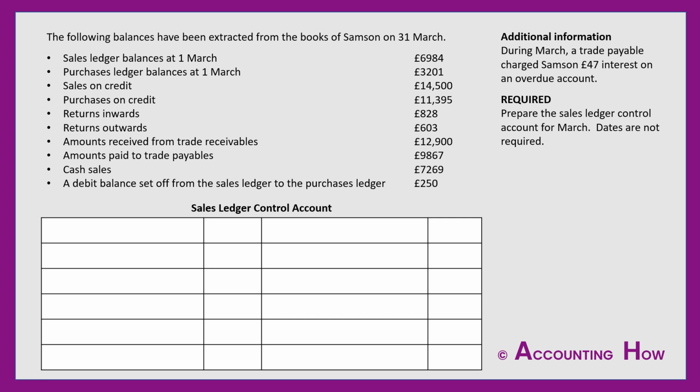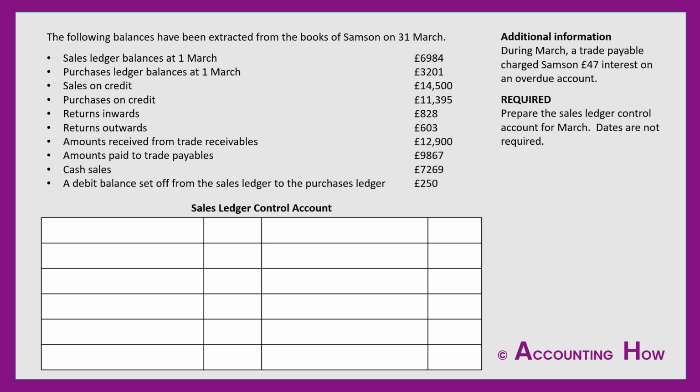You'll see that I've drawn out my sales ledger control account ready to go, and one of the best things to do is to think of the sales ledger control account as like a big trade receivable account, because ultimately it is designed to verify that the T accounts of the individual trade receivables are correct within the sales ledger itself. The sales ledger is also sometimes referred to as the receivables ledger.